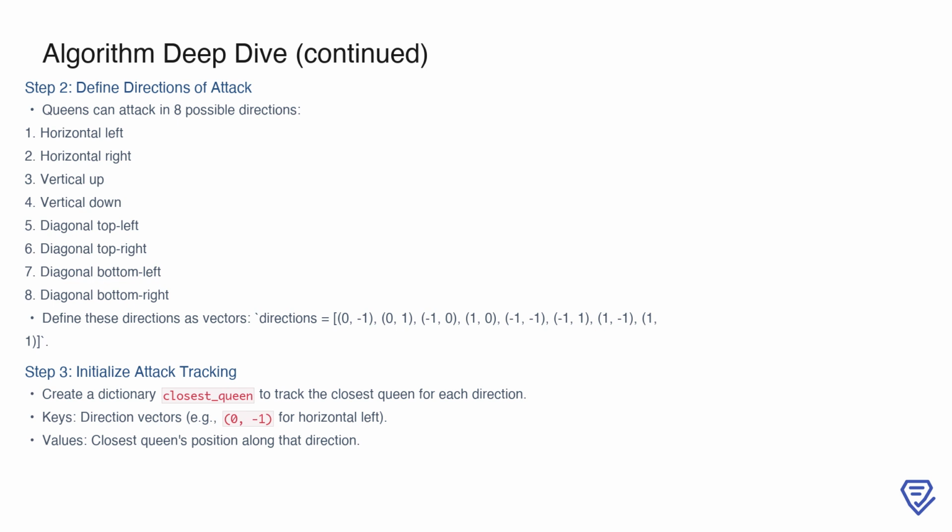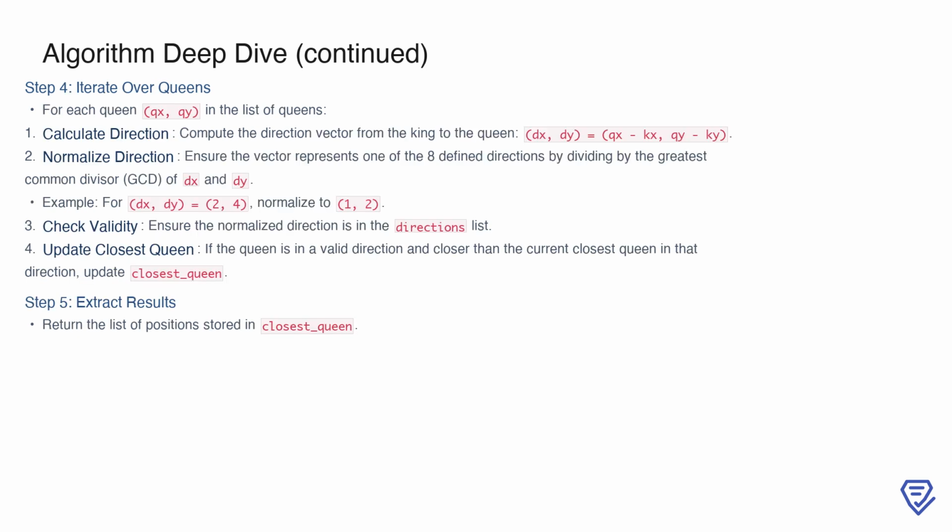To track which queen is closest to the king in each direction, we initialize a dictionary called closest_queen. The keys in this dictionary are the direction vectors, and the values will ultimately store the positions of the closest queens along those directions. This setup allows us to efficiently manage and update information as we process each queen. Next, we iterate over the list of queens to determine their relationship to the king.